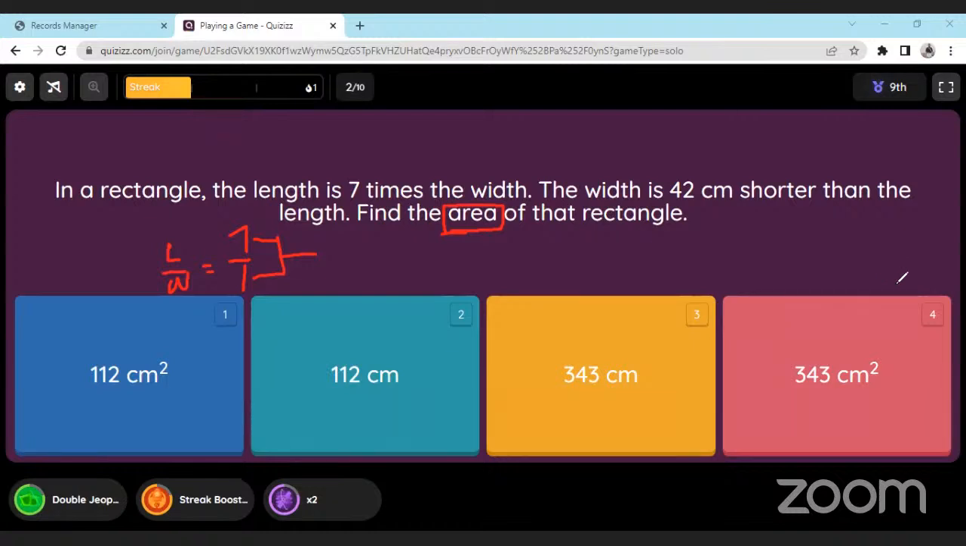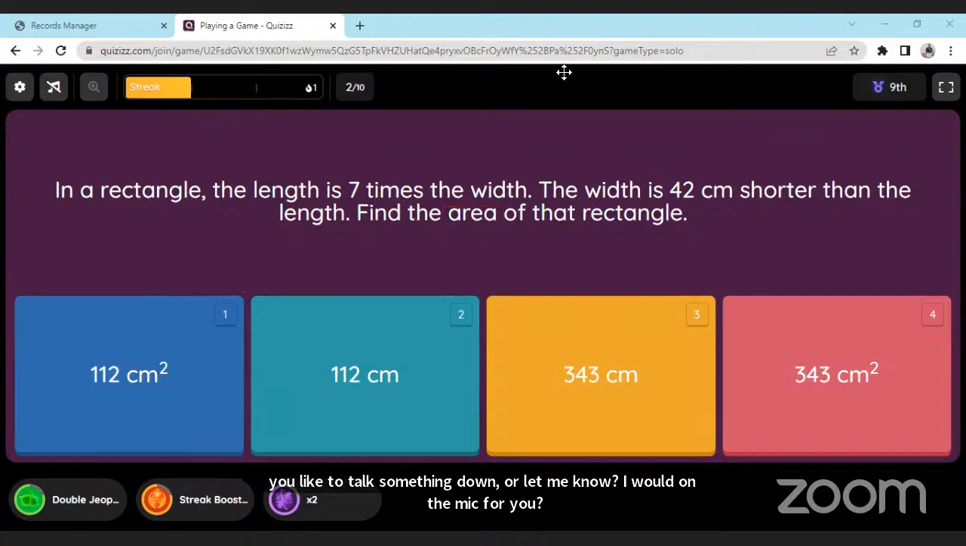Nobody's mic is on. Damu. No, Peter, you're still wrong. Kushalini's answer is right. Would you like to talk something, Adamu? Let me know. I will turn on the mic for you. Shall I solve it?